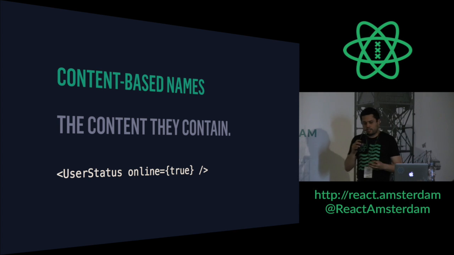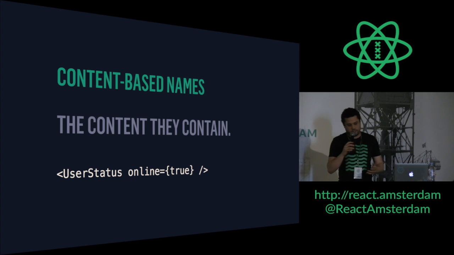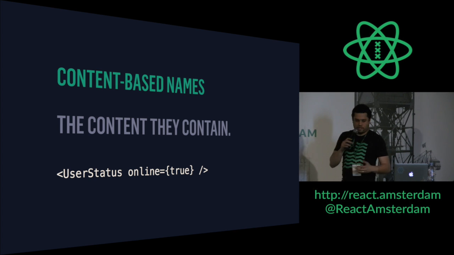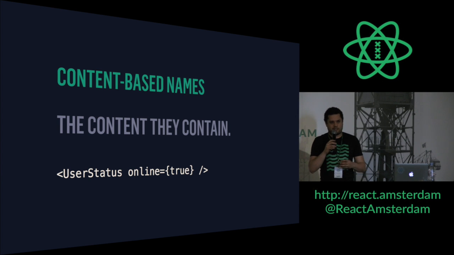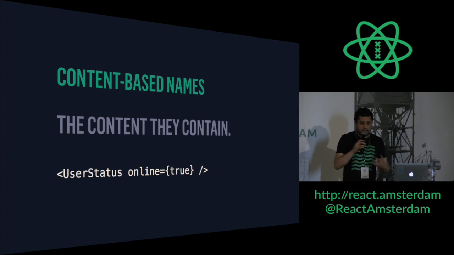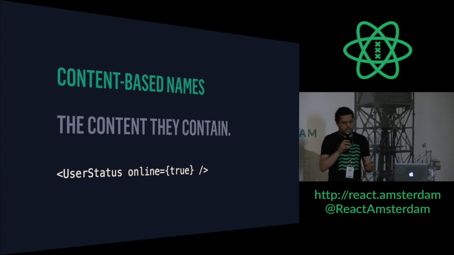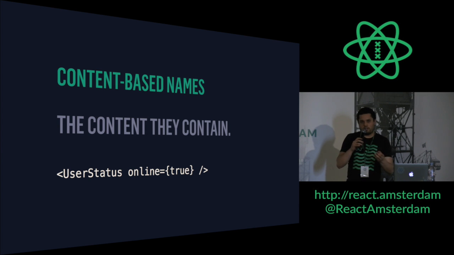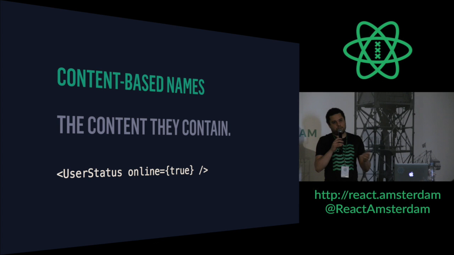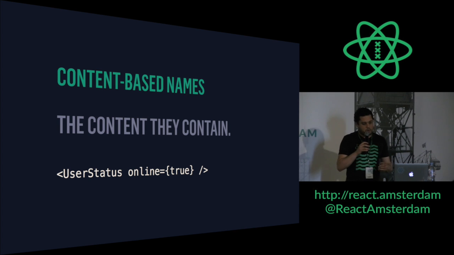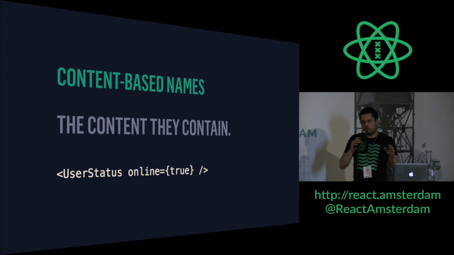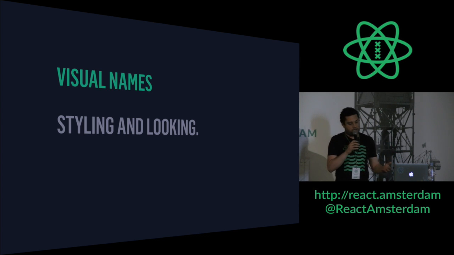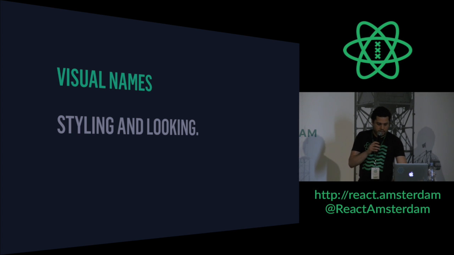And then the content based, so it says everything. So the contents they contain. For example, here I have let's say a user status. So I know that is the status of the user, but this doesn't give me any hint about the styling, how this component looks like. It's like a green circle, or it's an avatar with a green circle. And also it's very specific to the content, so you wouldn't use this component to build new components. So it's very specific to your application.